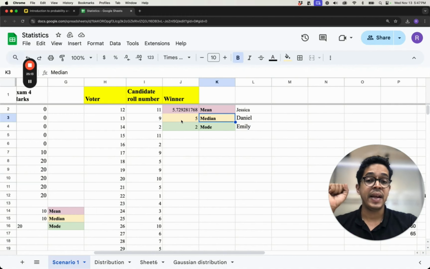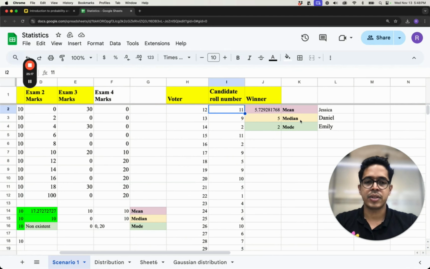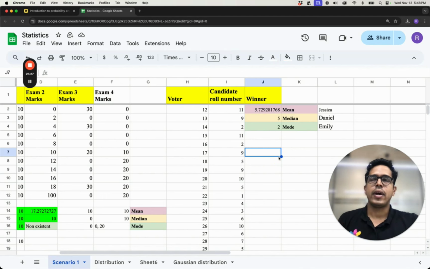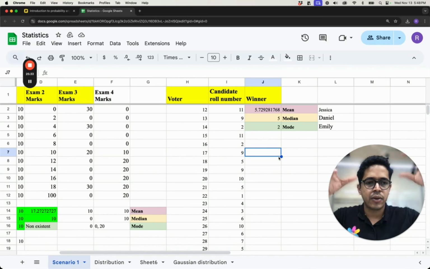But what if it was median? The median of this set of numbers, which I have calculated using the formula, equal to median of, then you put the range. Median of this distribution is 5. So the median is a central tendency, right? Mean, median, mode, all of them are central tendencies of a group.